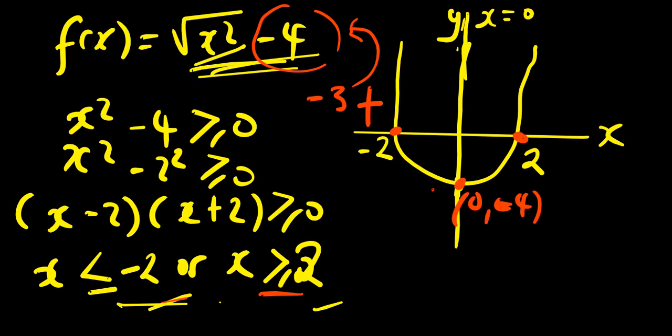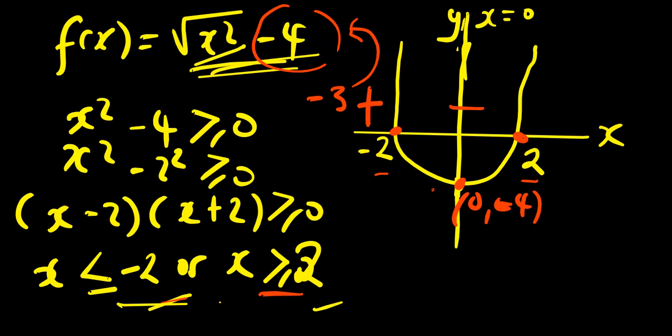Then when you come to the middle, if we get a number between -2 and 2, what are we going to have? Is it going to be a positive or a negative? Let's say we get 0 and replace it in this expression. This one will give us a negative, because 0 squared minus 4 just gives us a negative. So in this interval we have a negative.